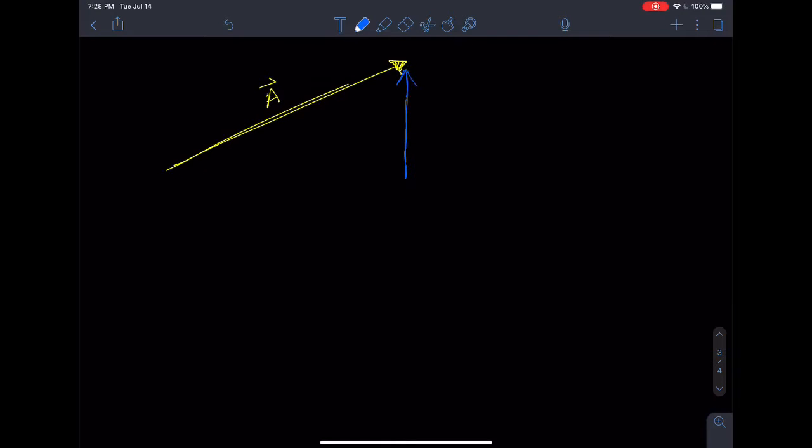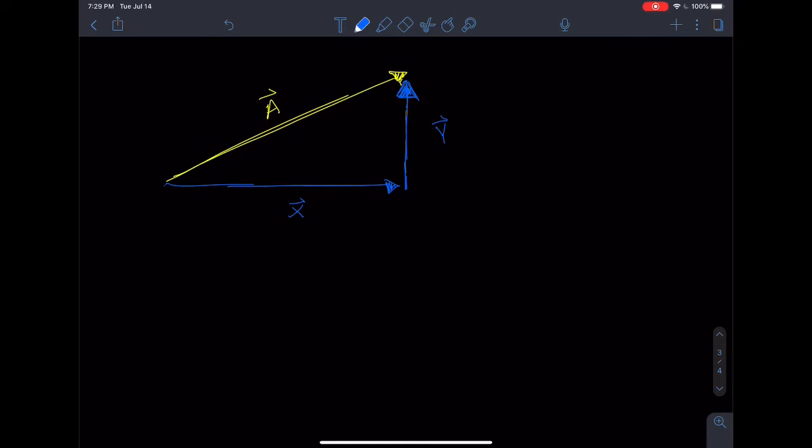So I'm drawing the vertical component first. I'm going to call this Y, so vector Y. And then it's also going to have its horizontal component, and we're going to call that vector X, for example. So that's vector X. Now, a very typical question would be something like, given this angle here.